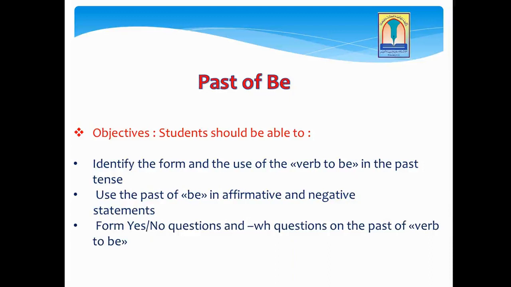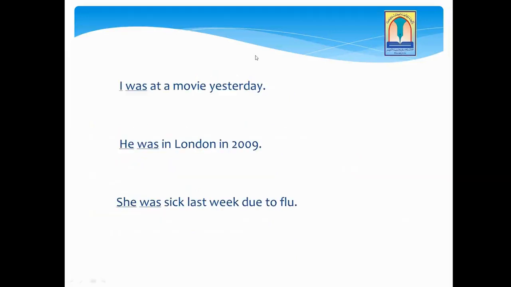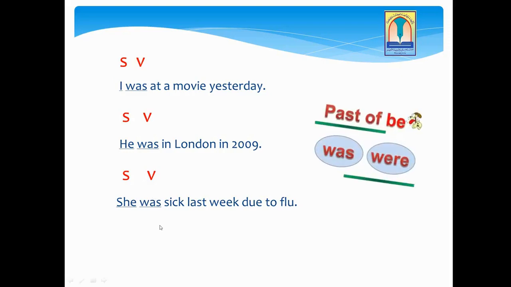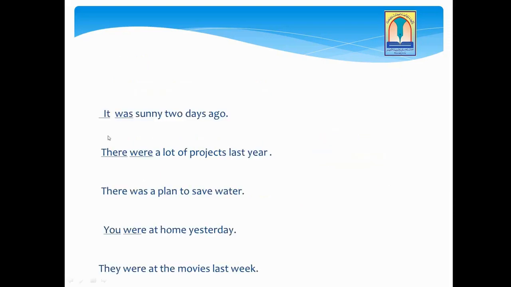First, let's start by displaying the following sentences to identify the subject and the verb in each one. I was at a movie yesterday. I is the subject pronoun and was is the verb. He is the subject pronoun and was is the verb. She is the subject pronoun and was is the verb. It is the subject, was is the verb.